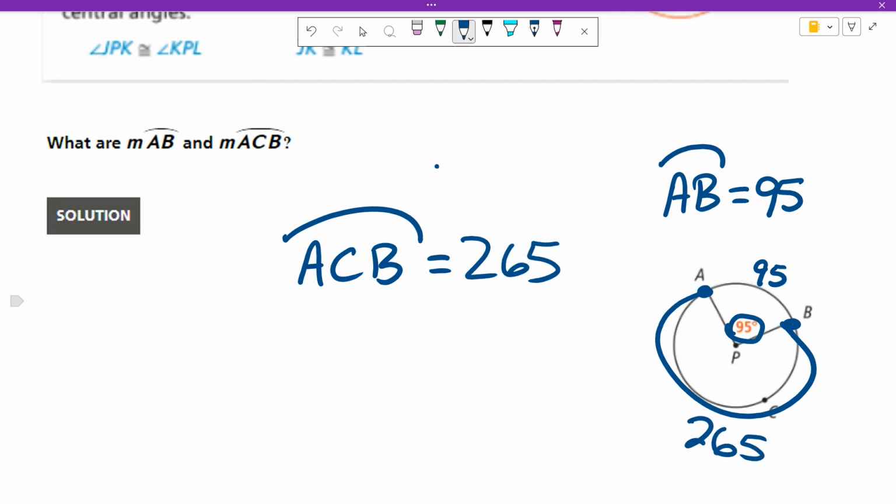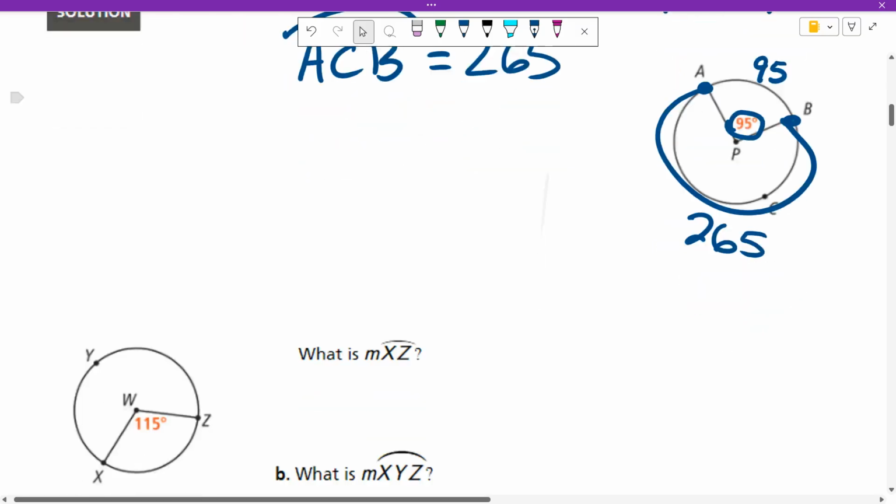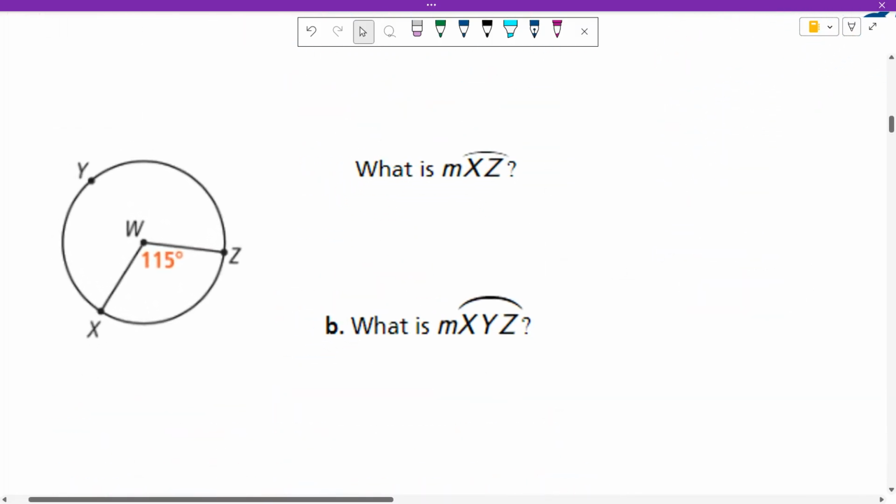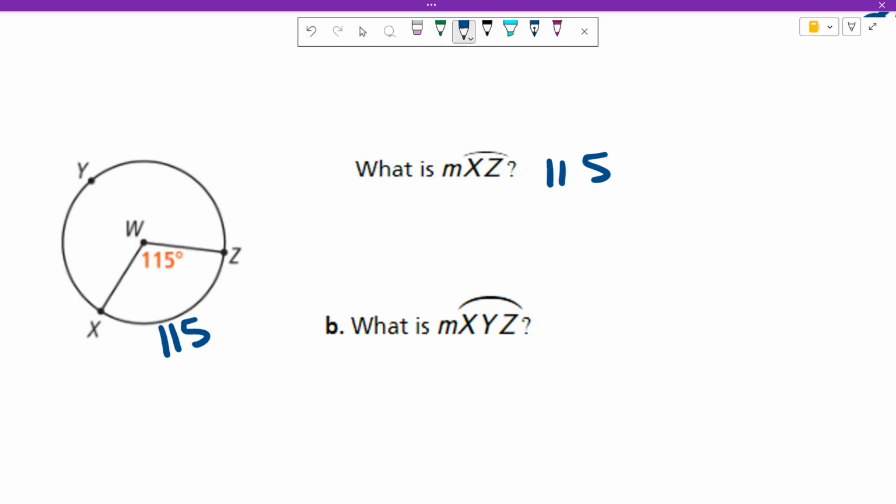Because there's 360 degrees in a circle. So that's arc measure, not arc length. They're totally different concepts. Okay? What's the measure of arc XZ? Easy peasy lemon squeezy. What is it? 115. So then what is XYZ? 245. Okay?